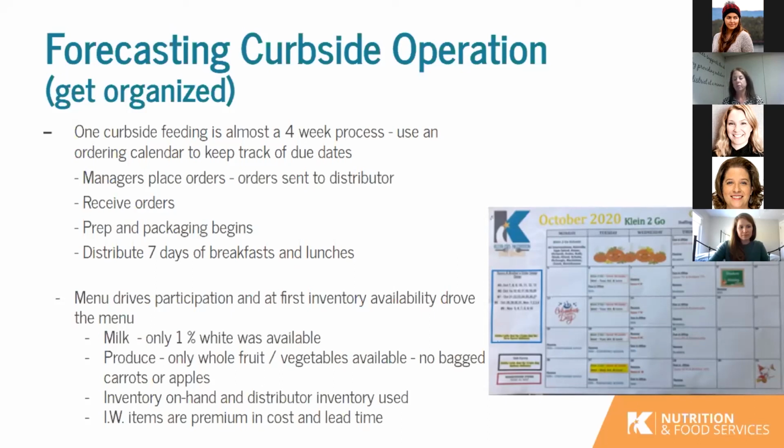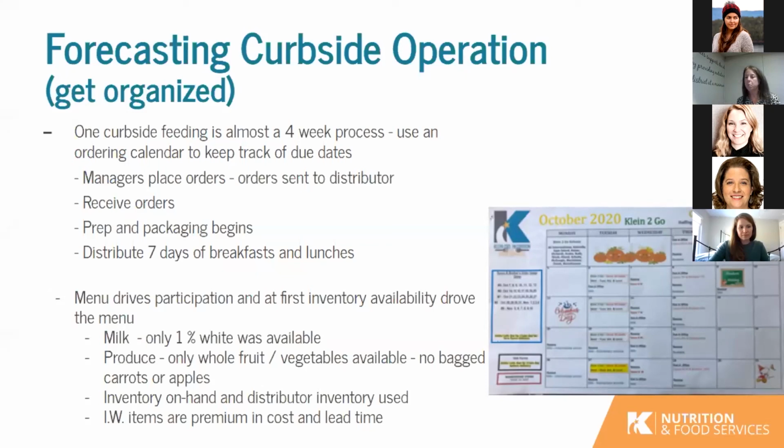went to the whole fruits or vegetables because none of the manufacturers were producing. They didn't have the staff. A lot of plants were shut down. We couldn't get bagged carrots, bagged baby carrots or bagged apple slices. But whole apples were readily available. Oranges, carrots in bulk were available.